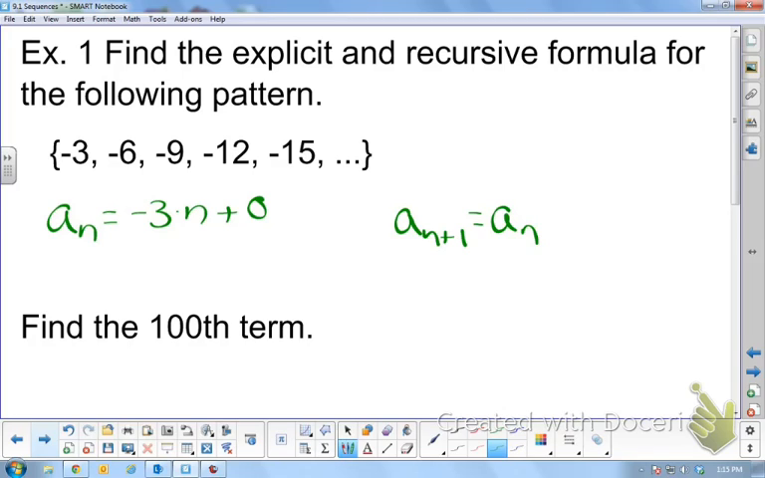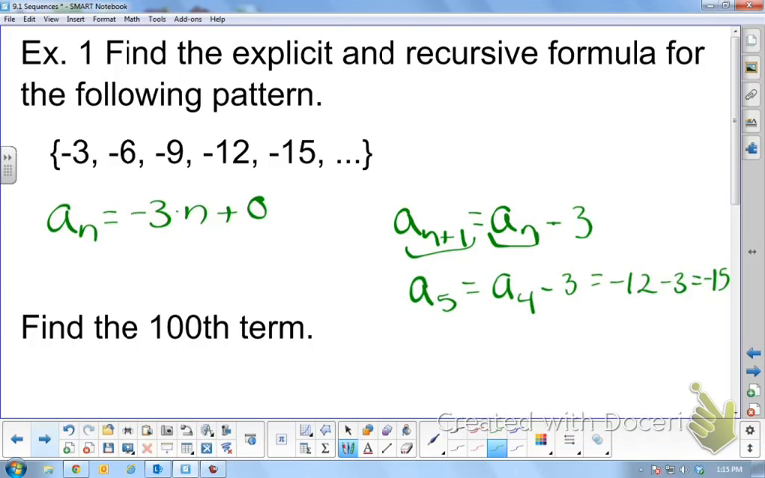If we're trying to find the fifth term, let me write it out first. Common difference. Okay, if I'm trying to find the fifth term, I want to find a sub 5. What term am I going to have to use? A sub 4. A sub 4 minus 3. So I would need 1, 2, 3, 4, negative 12 minus 3, which is negative 15. So I need both of these in order to have context so that we know we're finding the next term using the previous term.